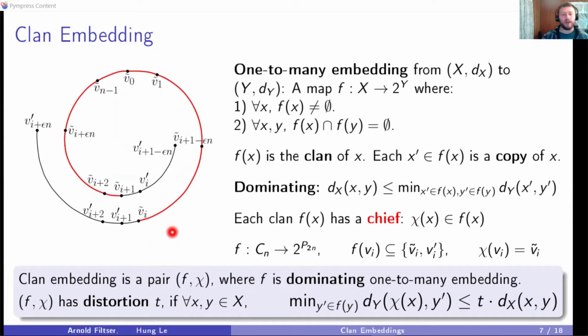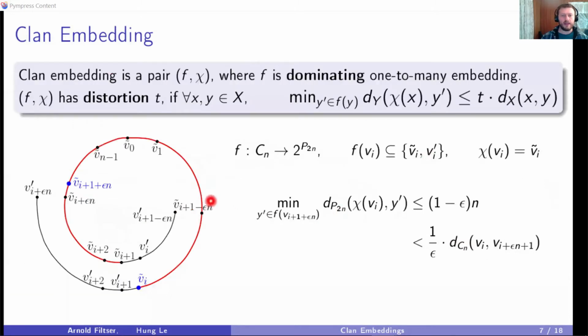A clan embedding is just a pair of a one-to-many embedding f and a chief's choice χ. We say that the clan embedding (f, χ) has distortion t if for every pair x and y, the minimum distance between a copy y' of y and the chief of x is at most t times larger than the original distance. Note that this definition is asymmetric, in the sense that x and y have different roles here, but it should hold for every ordered pair x and y, so you can also use it for y, x. So it works this way.